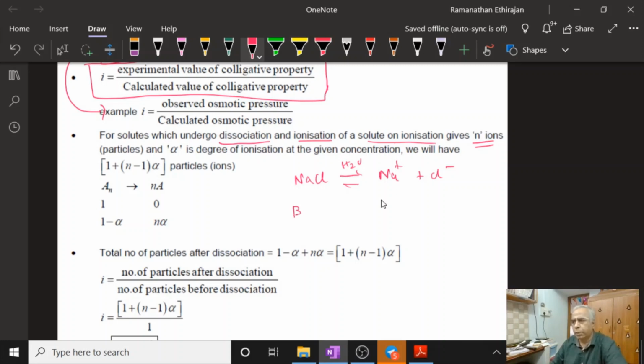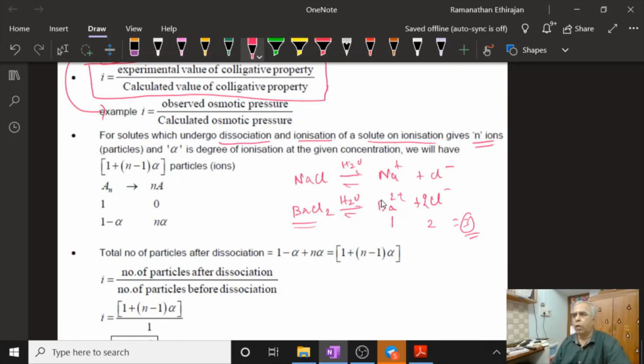How? BaCl2, when it ionizes in the presence of water, what happens? Ba2+ and 2Cl−. So there is one Ba2+ and two negative ions, totally 3 ions. So instead of appearing as BaCl2, it now affects the colligative property with three ions, and that is why we have to compensate for this.